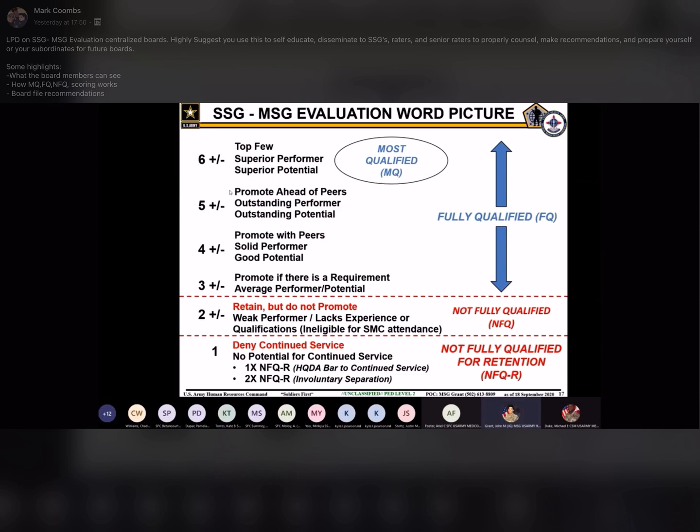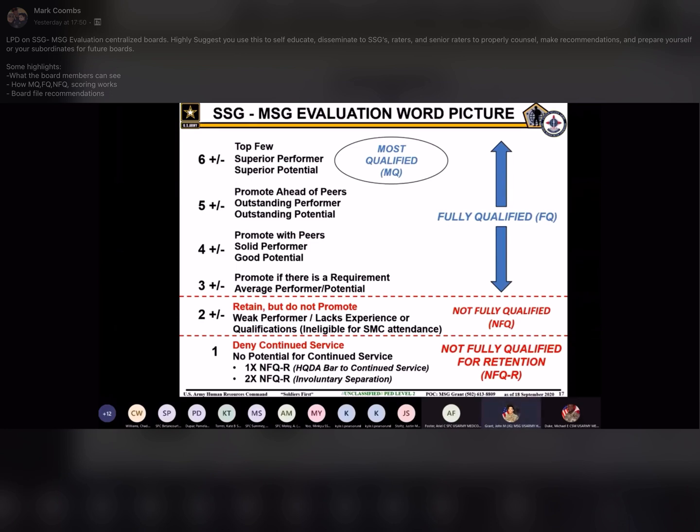And that bar and that separation does not have to be consecutive. It's basically in the same rank. So if I'm looked at by the Master Sergeant Evaluation Board and I get denied continued service, not fully qualified for retention, I could be retained. On the next board I could be fully qualified. The board after that, I could be fully qualified. But 2 years later, now I'm not fully qualified for retention again. If it's in the same rank, the Army will separate me.